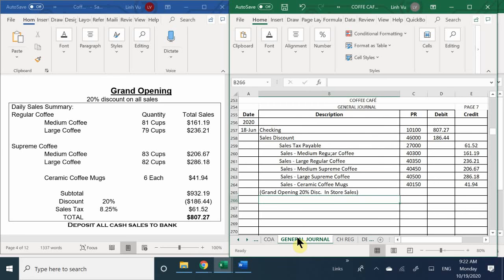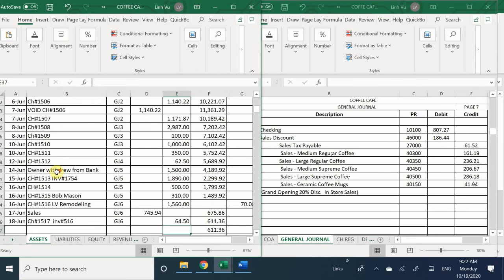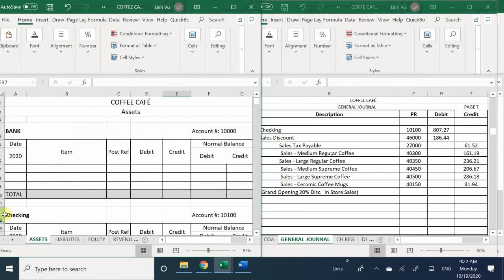So now where do we go next? Your ledger. We're going to go to the ledger. Okay. So here's the ledger. What's the first thing that we need to go to? Checking. So we're going to go to the assets, scroll all the way up. All right. So how do I fill this out?